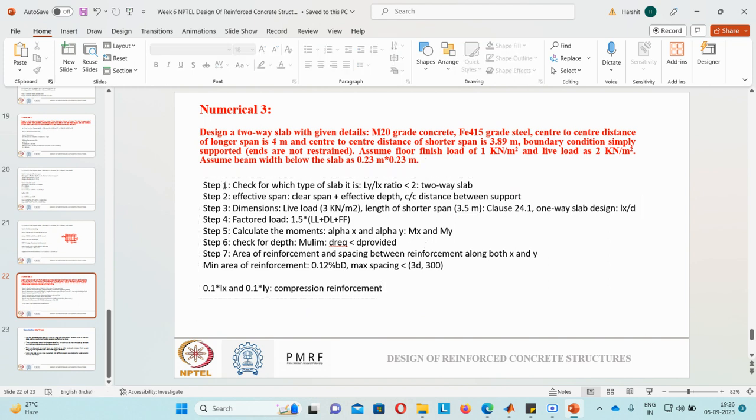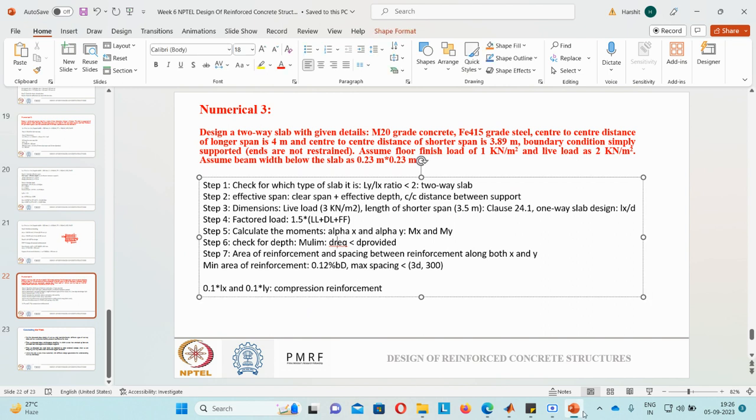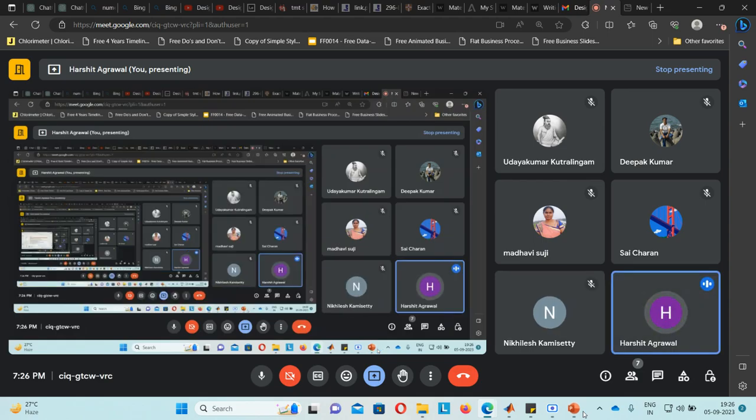I hope all the steps are clear to everyone for this question. The question is very simple, all the values are given, all the steps you know. I hope you can do this solution on your own now. Any doubt in the solution, or any doubt in the question and how to solve it?